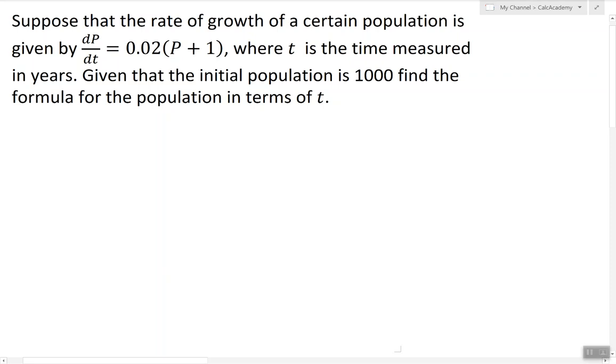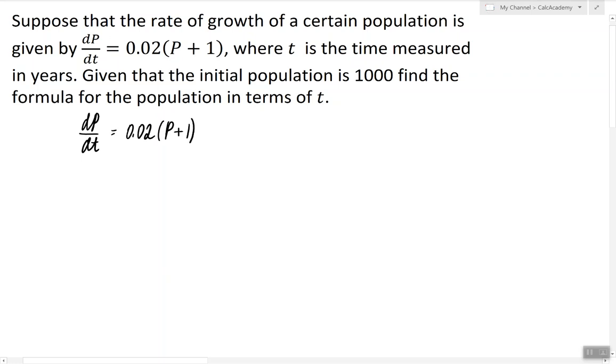In this video, I will show you how to solve an initial value problem using the technique for separable differential equations. So first, let's identify our equation as separable. Let's rewrite it over here. So we have dp/dt, which is equal to 0.02 times (p + 1).